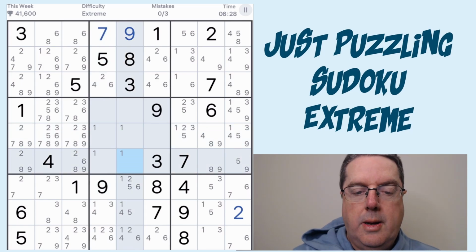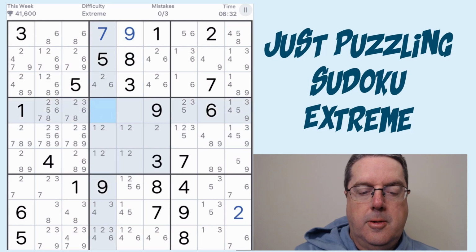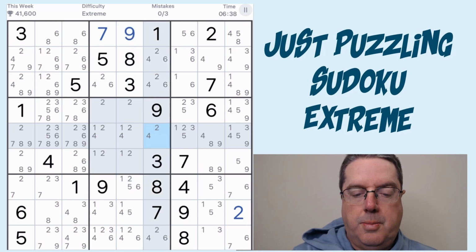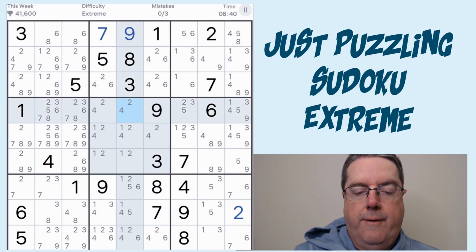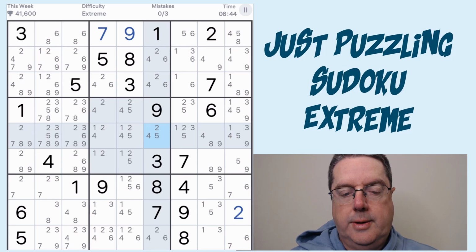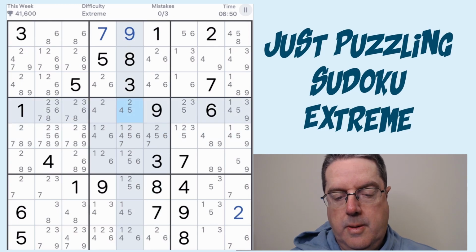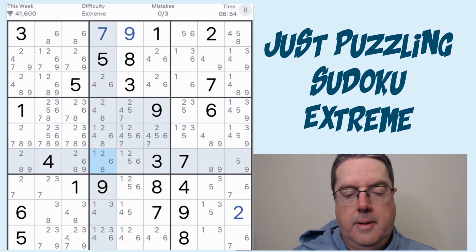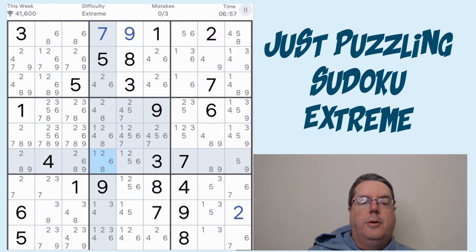So 1, 2, 3's already there. 4 will be the top two rows. 5 will be these three. 6, these ones here. 7, 8, and 9 is there. All right, so let's check these two.